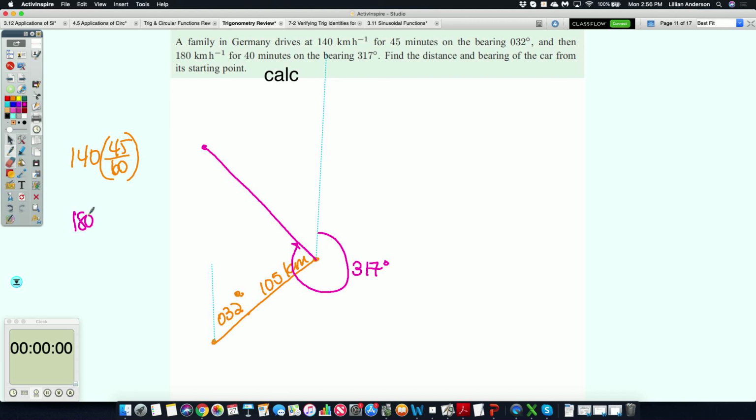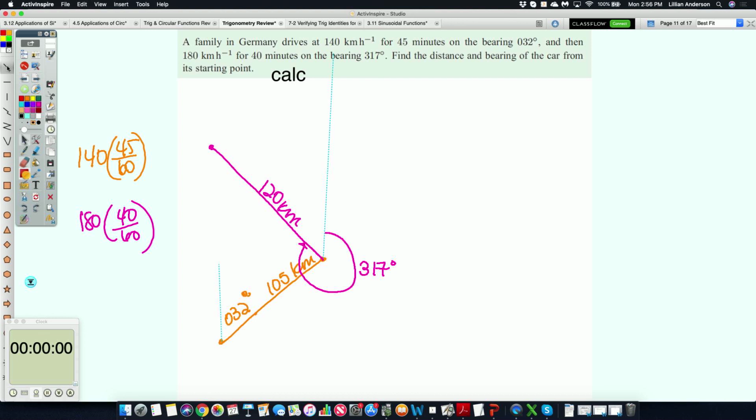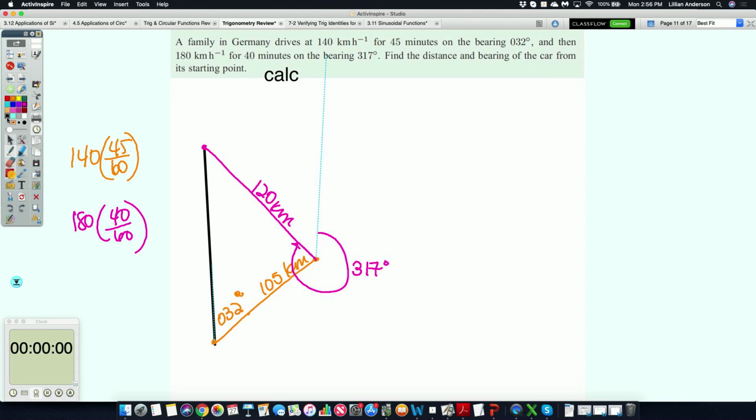And they went 180 kilometers per hour for 40 minutes. So that'd be 180 times 40 over 60. So how far? 120 kilometers. Now it says find the distance and bearing of the car from the starting point. So we are looking for the distance from this point to this point. It just so happens my picture drew almost like a perfect straight line, but that's not always the case.